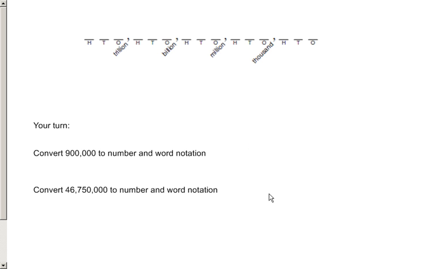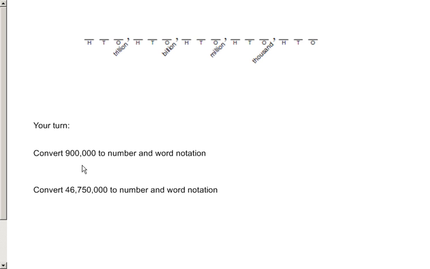So now it's your turn, and I've written the little chart to help you. Again, you're going to stop the video and you're going to convert 900,000 to number and word notation. And then you're going to convert 46,750,000 to number and word notation.